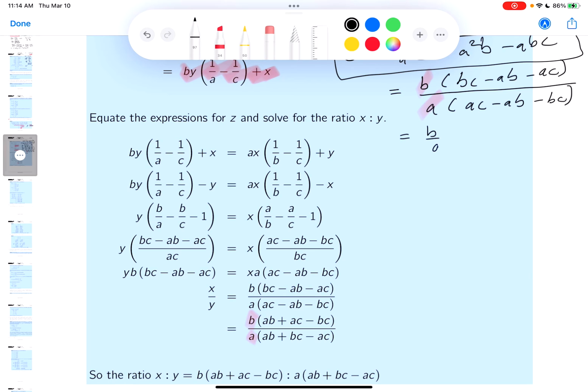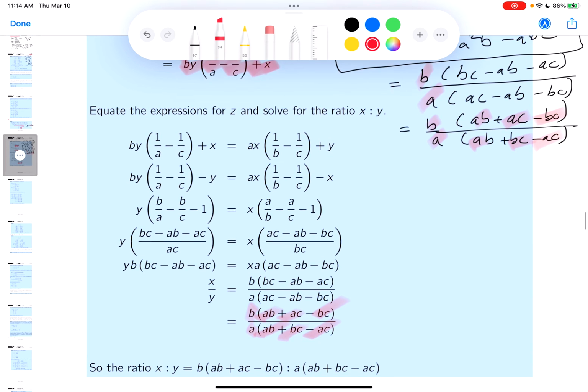b over a. That would be ab plus ac minus bc. And if they multiply the top by minus 1, they multiply the bottom by minus 1. So ab plus bc minus ac. Let's get the red pen on again, see if we did it. I got the b over a. Got the ab. I got the ac minus bc. Wow, we did pretty good. ab, bc minus ac. So I'm going to say success story.